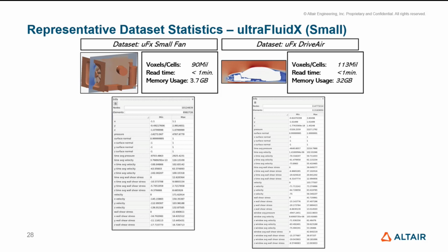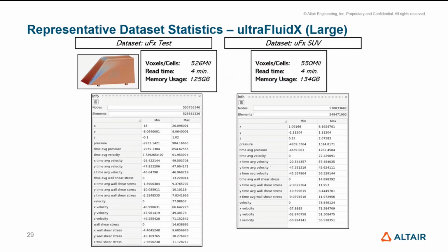For a similar model, with slightly more voxels and more parts, again we have our read times down tremendously fast, and the memory usage is still acceptable here. It's 32 gigabytes for that drive air case. If we go to the larger side of our model testing, we have 2 models here that I'm showing. One is this ultrafluid X test case for CAA. It's 526 million voxels. It read in about 4 minutes and used 125 gigabytes.